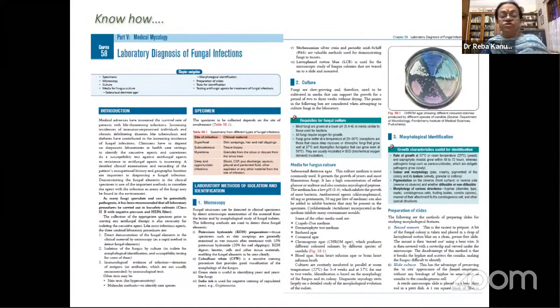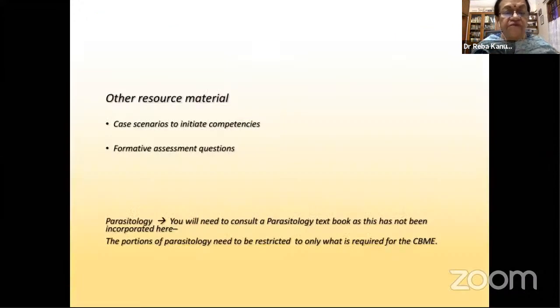Then we have also included laboratory diagnosis. The student should know how a fungal infection is diagnosed in the laboratory. What are the steps? This could again be self-directed learning or small group discussion, where you ask them to read up on this, and then you can discuss the application of these diagnostic technologies for various fungal infections. Like that, we have for bacterial infections and for viral.